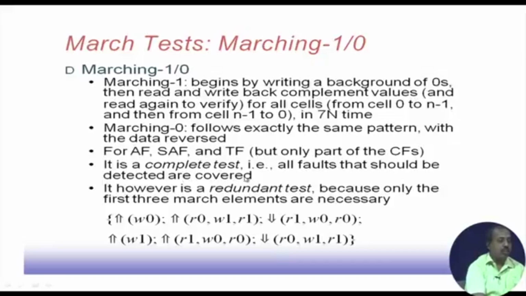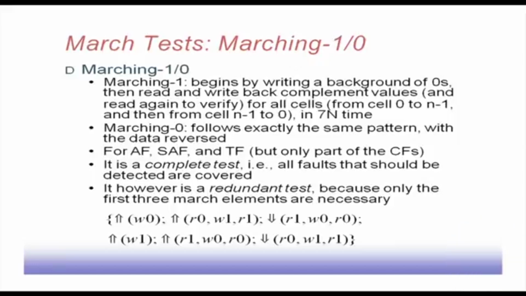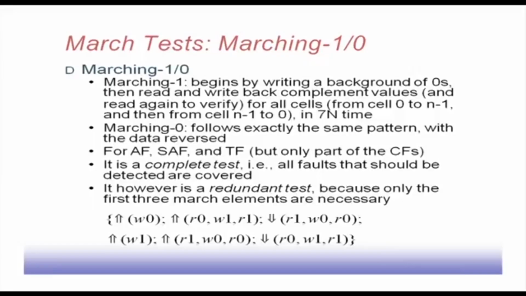So, this is important. It says that all faults that should be detected are covered. So, all the detectable faults, all address decoder faults, stuck-at faults and transition faults, are covered by this one. However, it is a redundant test because only the first 3 march elements are necessary. The rest, though it is telling marching 0, is not necessary. So, the first part is sufficient for doing this. The redundancy proofs and all that we are skipping. If you refer to the corresponding paper, you can find it.